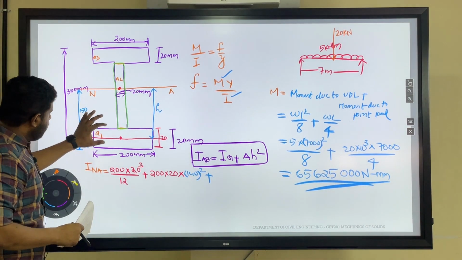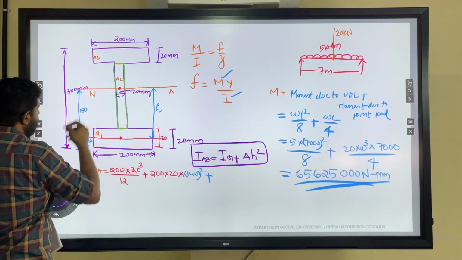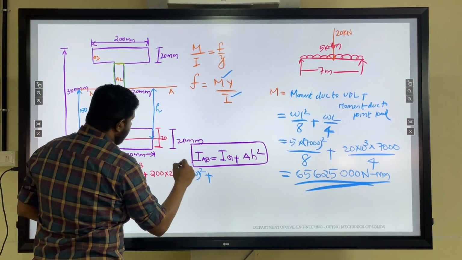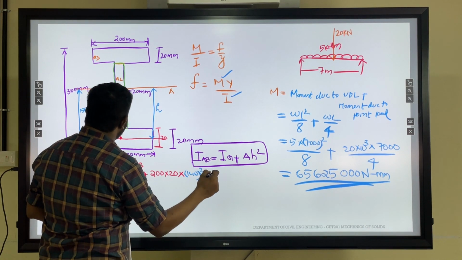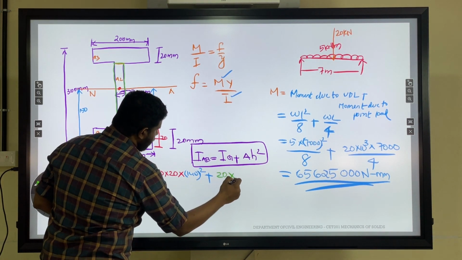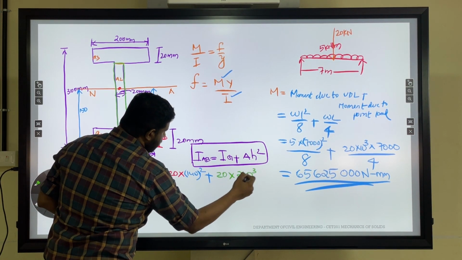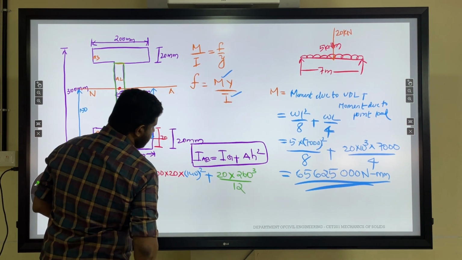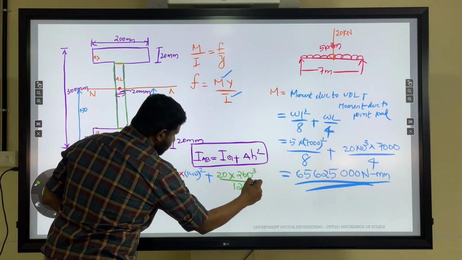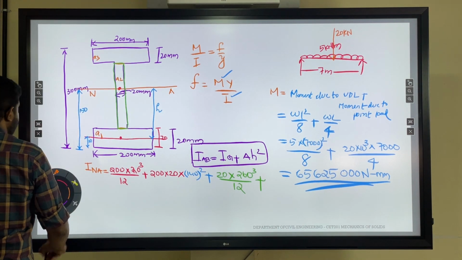Here we will have 20, and here we will have 20. So 300 minus 40 gives 260. So d will be 260 and b will be 10. So b d cubed, 260 cubed divided by 12. This is the moment of inertia for the second section, plus the moment of inertia for the third section.